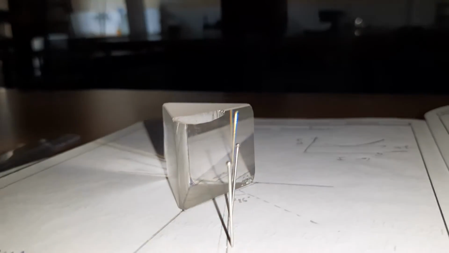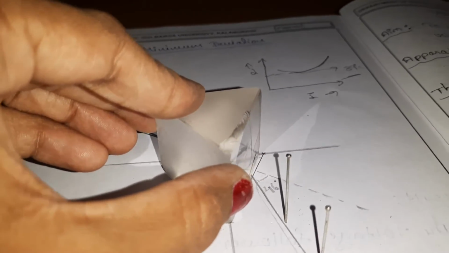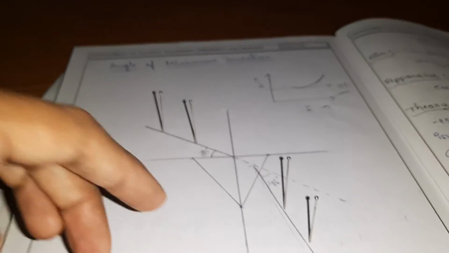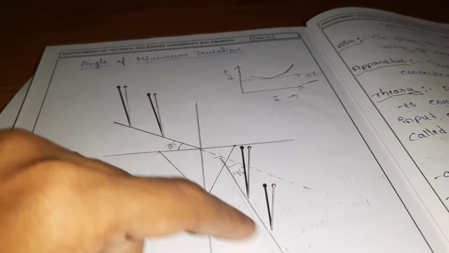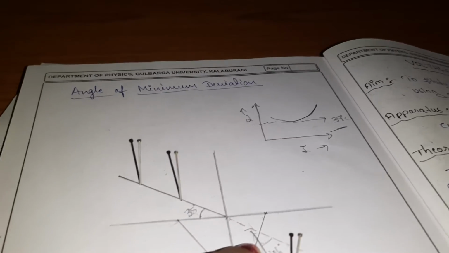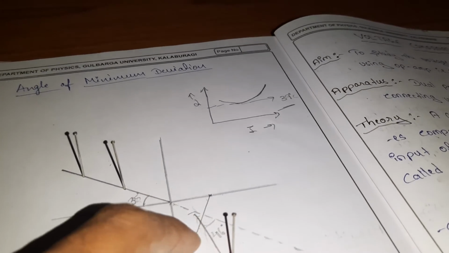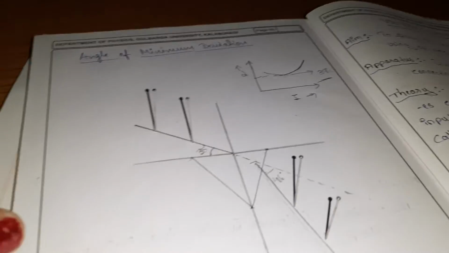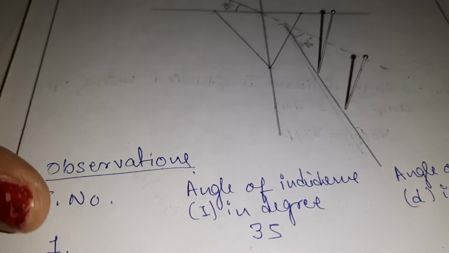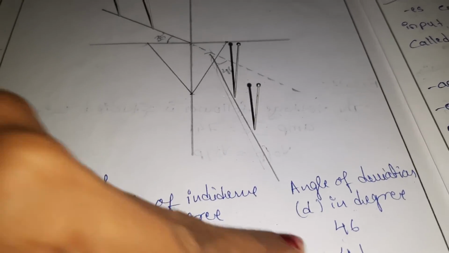Then you have to remove this prism, draw a straight line connecting these 2 pins and measure the angle, and again draw the line from the angle of incidence. Then you can measure the angle of deviation, that is 46 degree. Then you can put that in the tabular column. Observation reading 1: angle of incidence 35 degree, angle of deviation 46 degree.